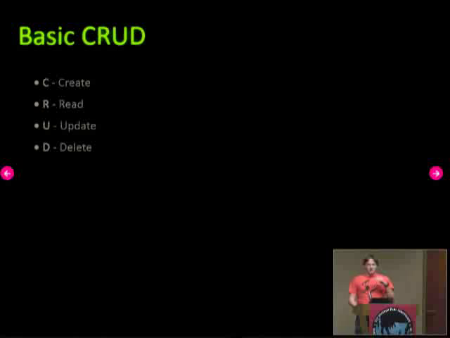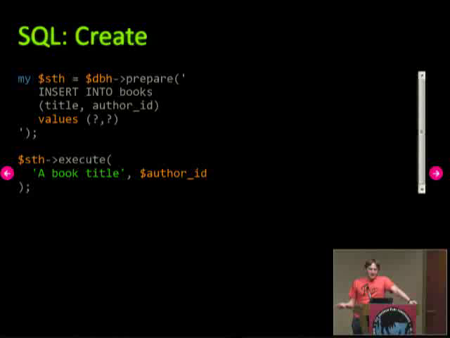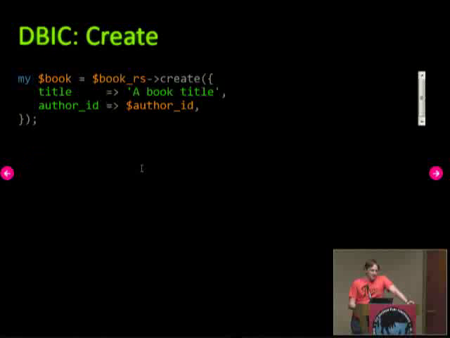Basic CRUD. I'm just going to go over DBIx::Class versus raw DBI. And if you don't know what CRUD is, that's it: create, read, update, delete. So create. We've all seen this before. This is DBI. You prepare and you say what your values are going to be, and you do the execute with the actual values that are going to go in there.